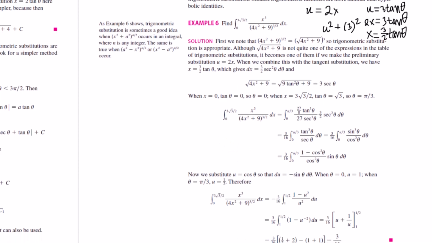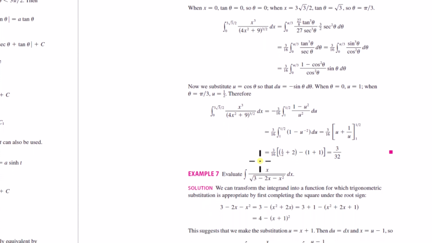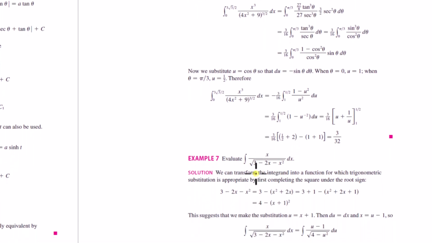Okay, now what about a problem like this? What you do here is you want to recognize if you've got something that you could perhaps turn into a sum or difference of squares. And so with this expression here, you can't turn it into an exact sum or difference of squares, but if you complete the square, then 3 minus 2x minus x squared becomes 4 minus x plus 1 squared. And so if you say u is equal to x plus 1, then you've got 4 minus u squared. And then you could solve it that way.